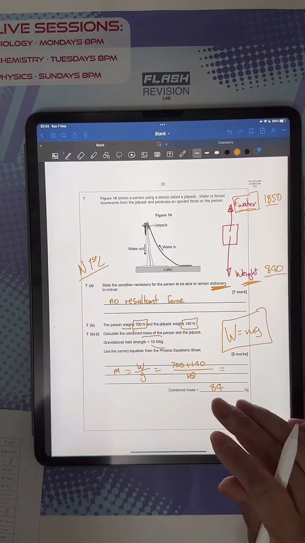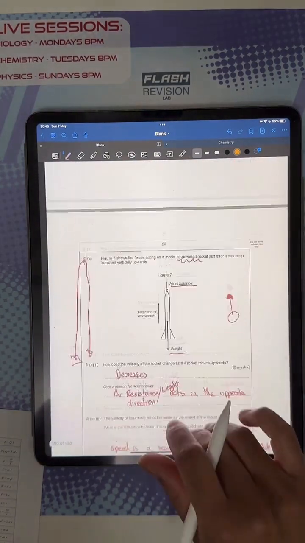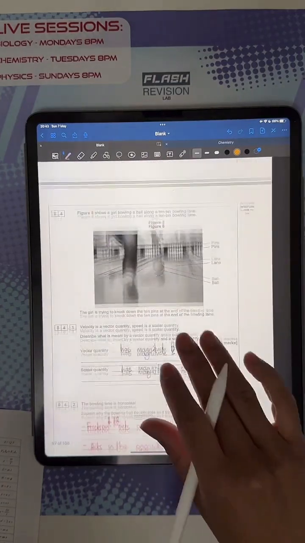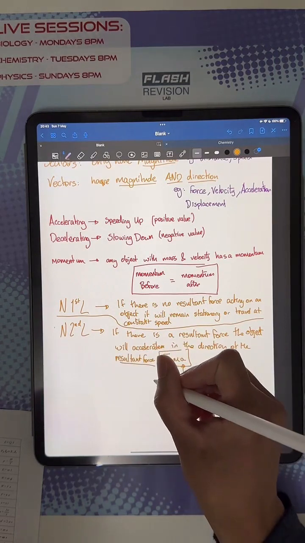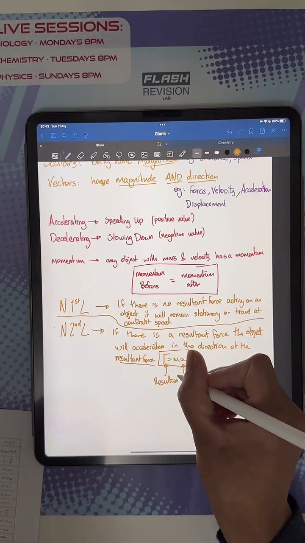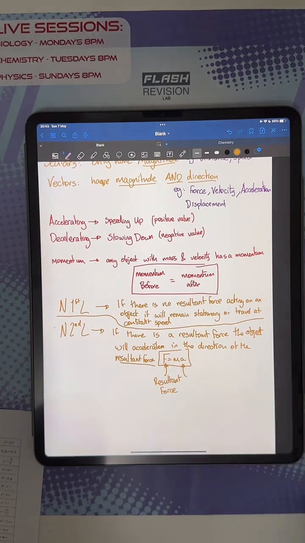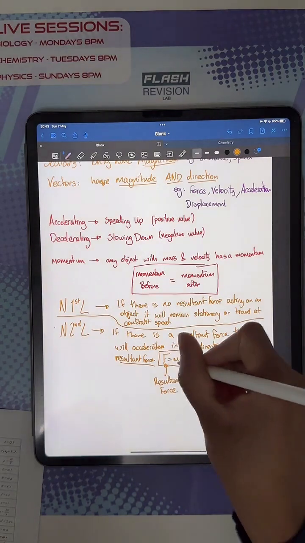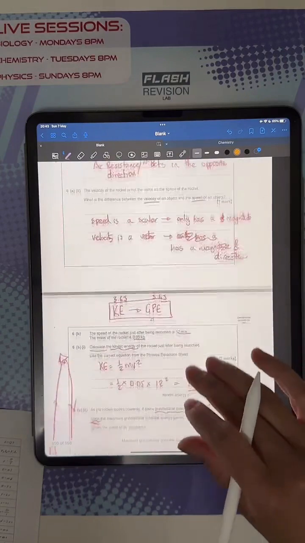So the reason we need to minus them is, in F equals ma, what we put up here in our notes was that F here is resultant force. So remember that F is resultant force. It's not just any old force or the forward force. It's always the resultant force. Resultant means the overall force. So you can only use this equation if you use resultant force.